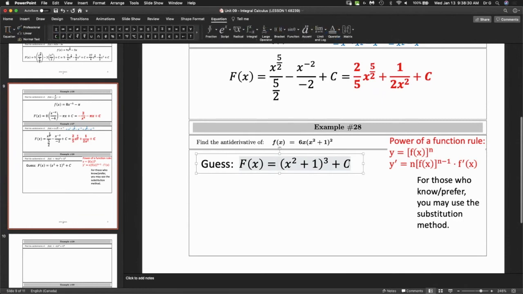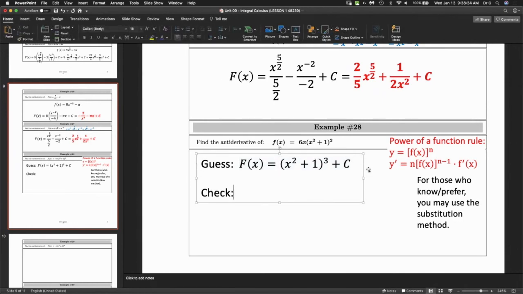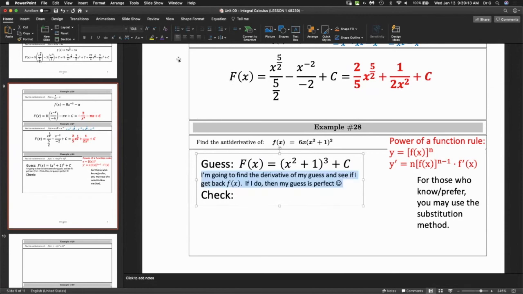Now, if you make a guess, you should check if you're right. So I'm going to take this guess here, and I'm going to find the derivative of it. If I get back the original function here, that means that my guess is perfect. If I don't, then I'm out of luck. Let's try it out, okay? I'm going to check it.